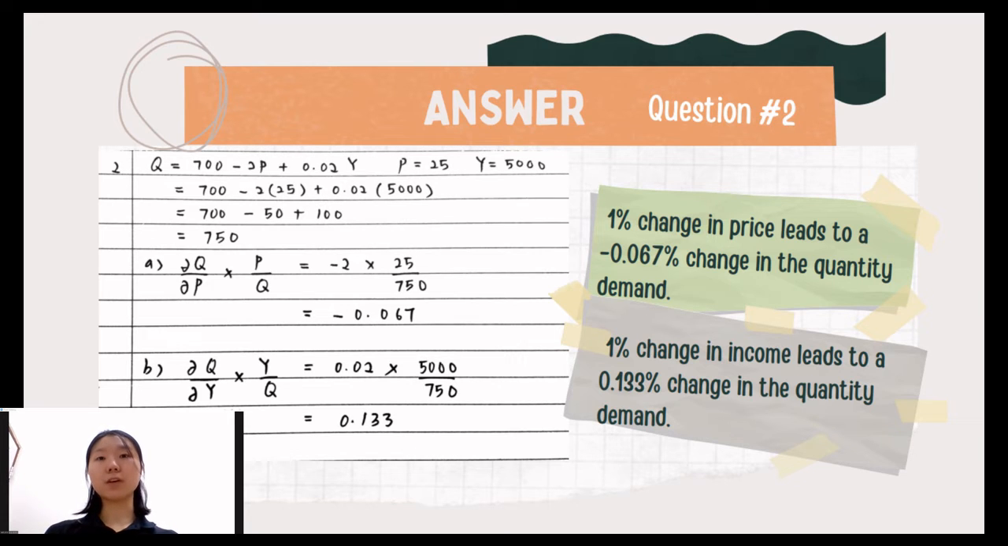Since we already have the values of Q, P, and Y, we just substitute these values into the formula for income elasticity of demand. For the partial derivative delta Q over delta Y, we have found that is 0.02. We use 0.02 times 5,000 and divide by 750. And we got the answer is 0.133. Therefore, it means that 1% change in income leads to a 0.133% change in quantity demand.